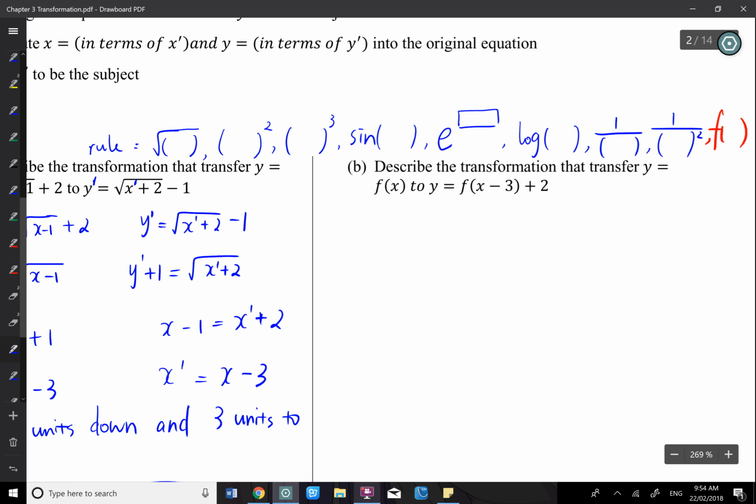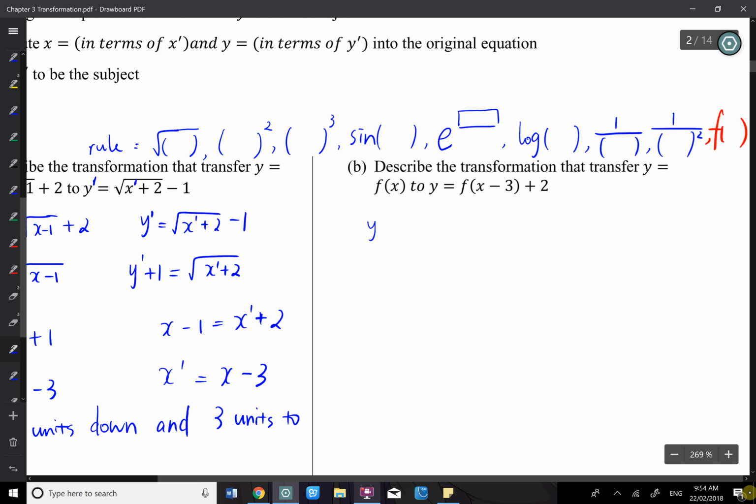So what I have is: describe the transformation that transfers y equals f(x) to y dash equals f(x dash minus 3) plus 2. Therefore, I only want to leave f(x) on the right hand side. I'll move the 2 to the other side.